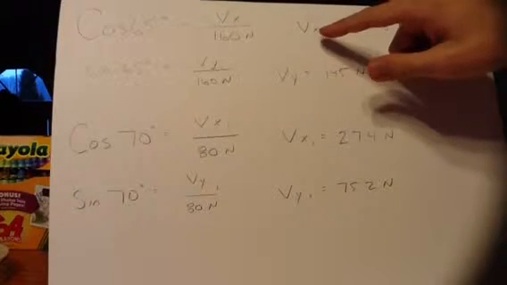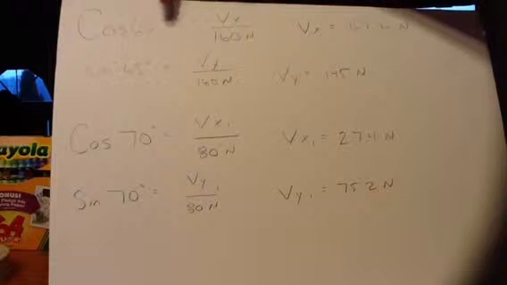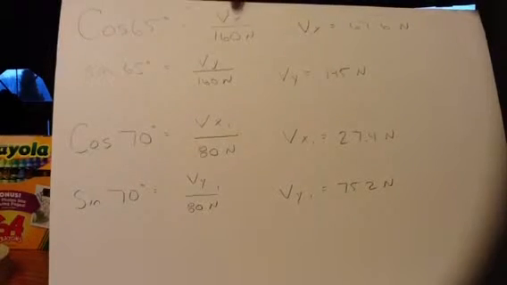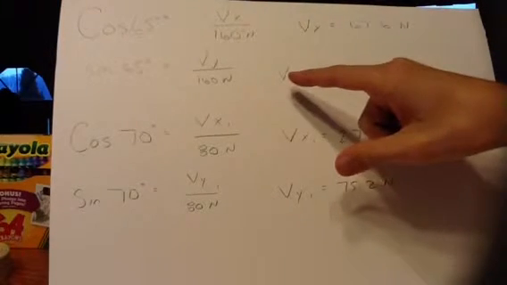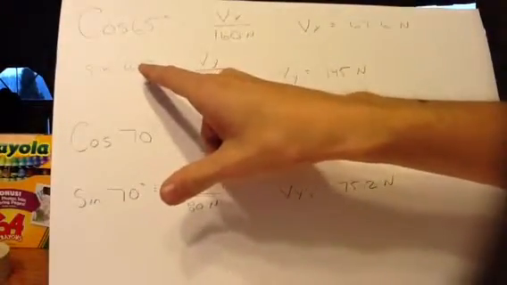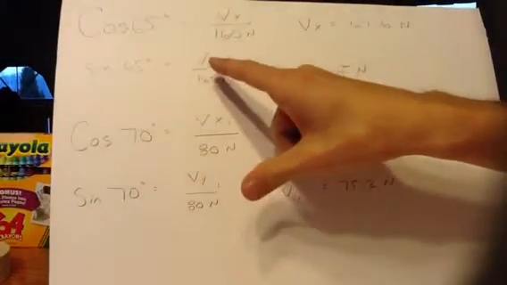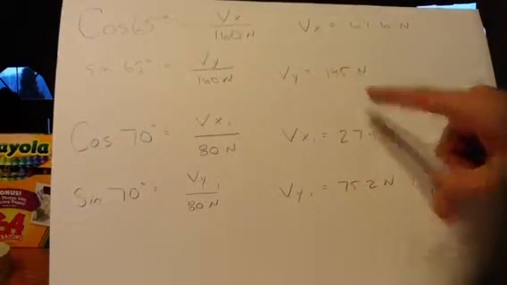To find the Vx vector, I use the equation cosine of 65-degree angle equals Vx divided by 160 newtons, and it came out to 67.6 newtons. To find the Vy vector, I use the equation sine of 65-degree angle equals Vy divided by 160 newtons. It came out to 145 newtons.